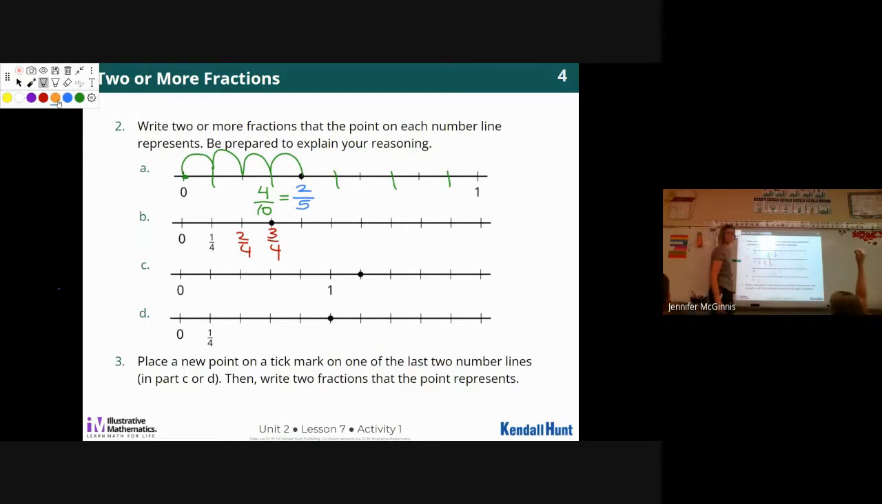You could do 4, 8. Well, let's do 8s. One, 2, 3, 4, 5, 6 8s. Oh my goodness. 6 8s. Because I think I know what.